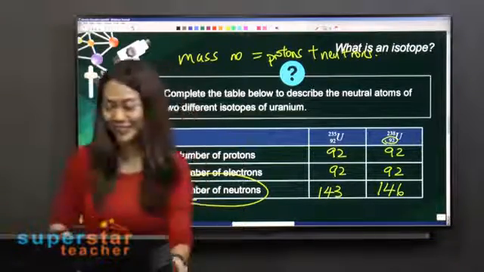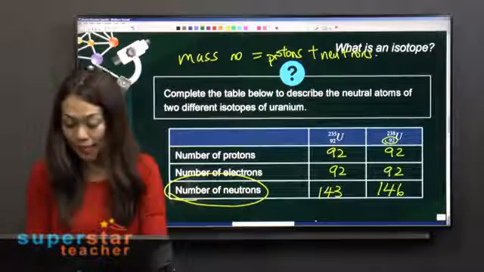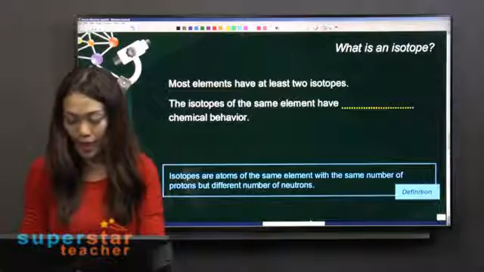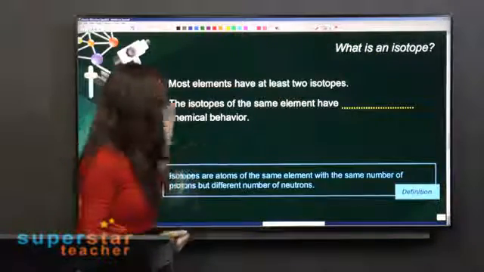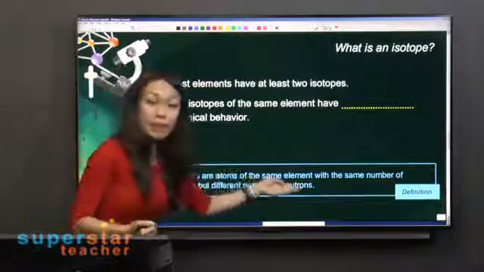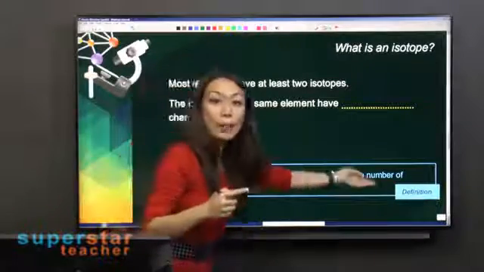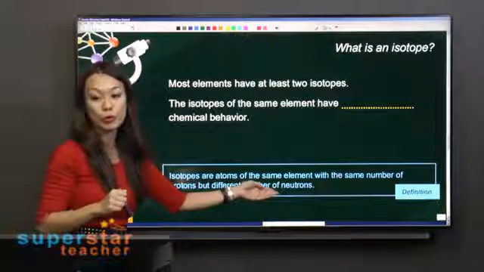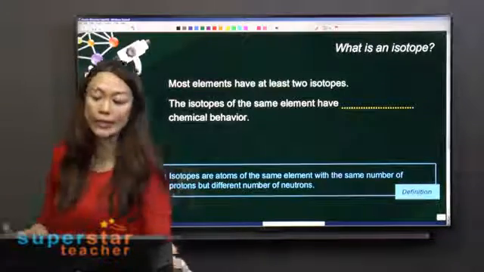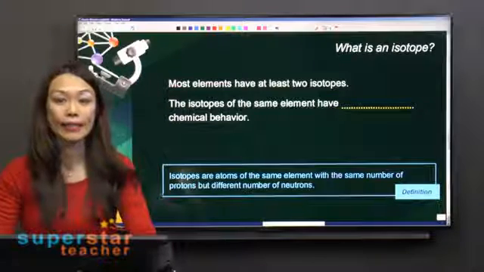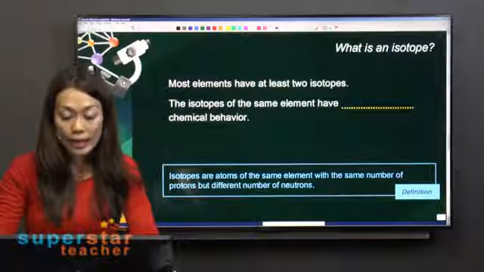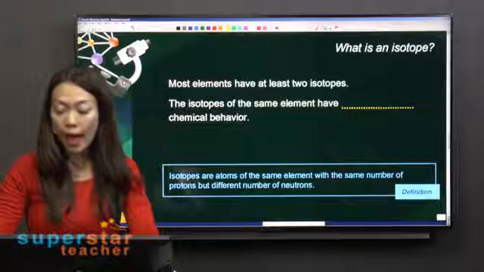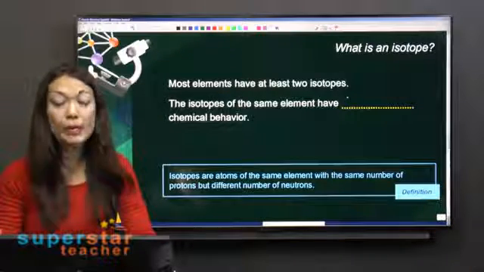So, what exactly is the definition of isotope? Are you ready? The isotopes are atoms of the same element with the same number of protons but different number of neutrons. Now, most elements have at least a minimum of two isotopes. The isotopes of the same element will have similar chemical behavior.